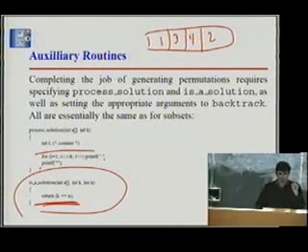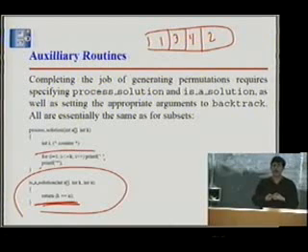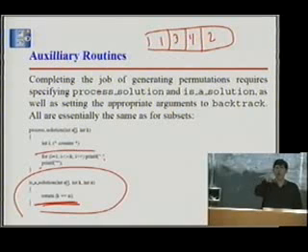I encourage you strongly to go through the backtracking and look at it for the case of permutations. Make sure you understand why that works, what order it prints things out in. Any questions?